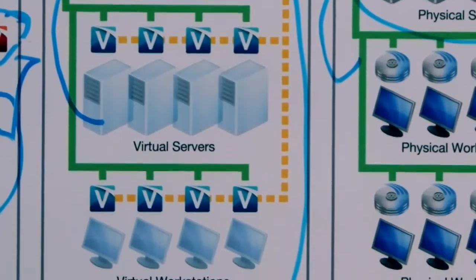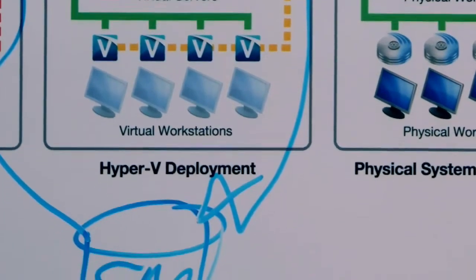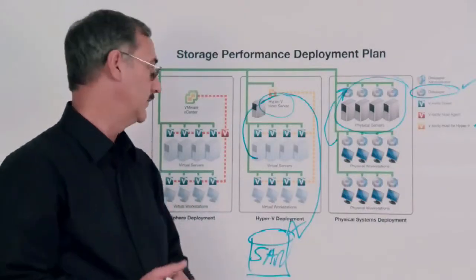V-locity guest goes onto each of the virtual Windows computer systems, as well as the servers and workstations, to ensure that you have optimum I/O responsiveness.